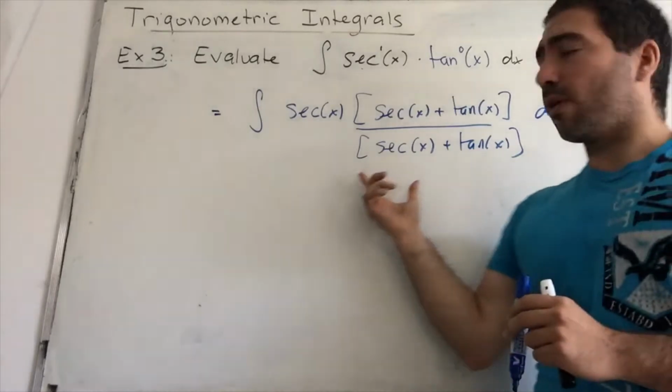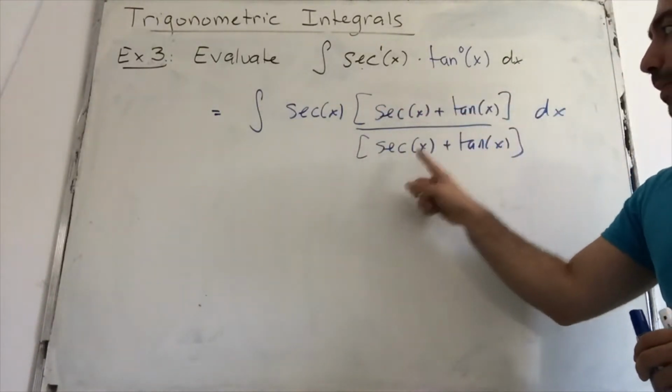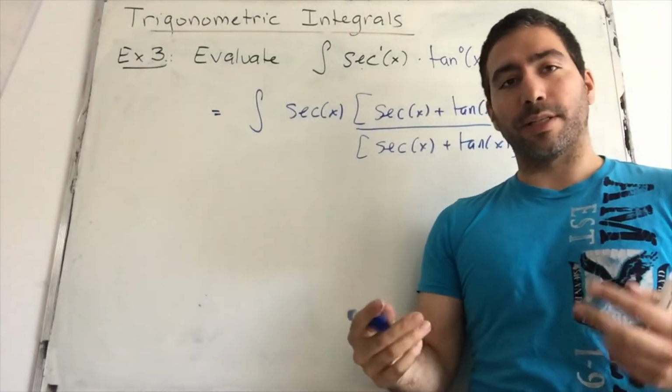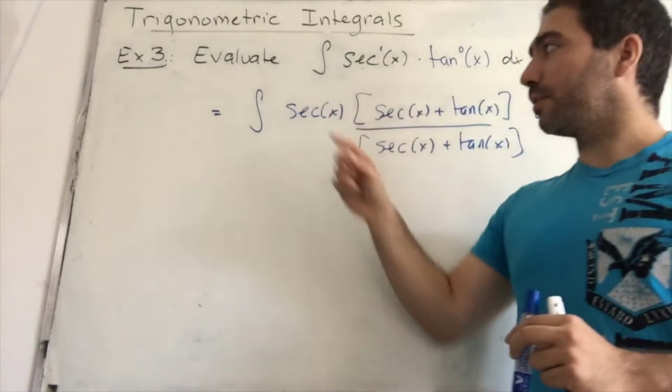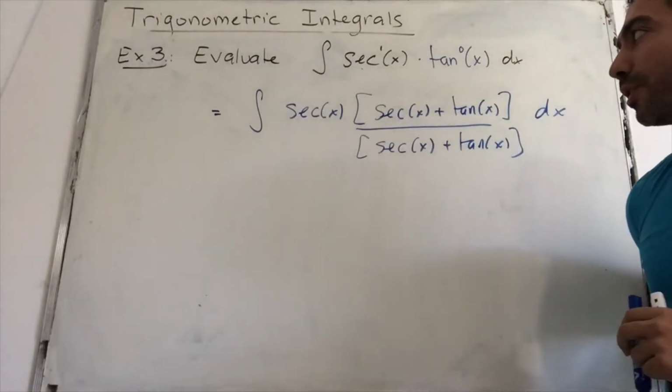Why am I allowed to do this? Well, it's just a fancy way of multiplying by 1. So we're just adding this term here, but this is the same thing as this. Anything divided by itself is 1, so we're just multiplying by 1. We're not really changing the integral. We're just changing the way it looks.